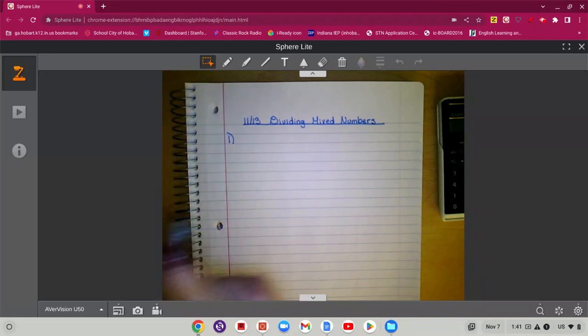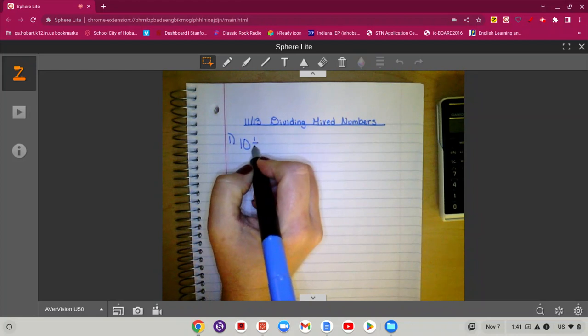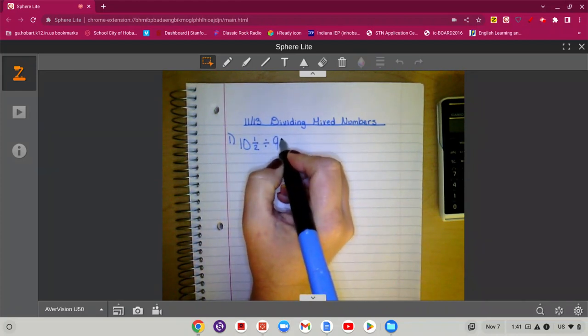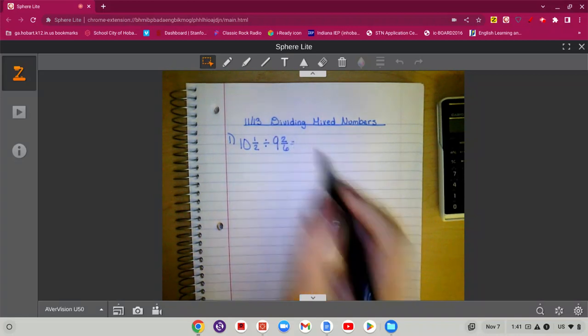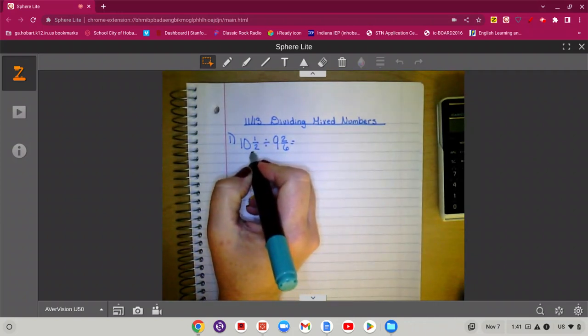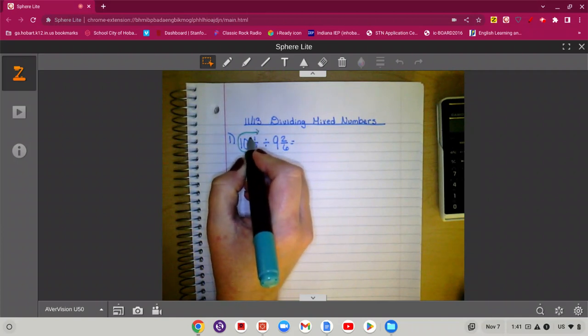So if I had the fractions 10 and 1/2 that I am dividing by 9 and 2/6. Okay, so 10 and 1/2 divided by 9 and 2/6. So going back to your notes, we first have to change these to improper fractions. So remember, start with your denominator, work all the way around. So we're multiplying and adding.